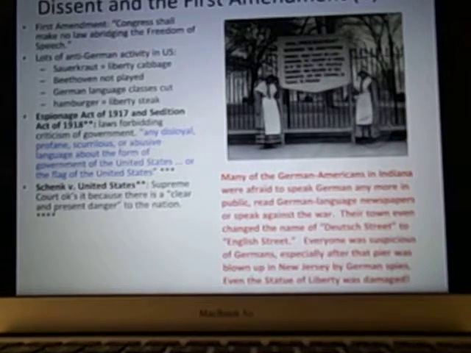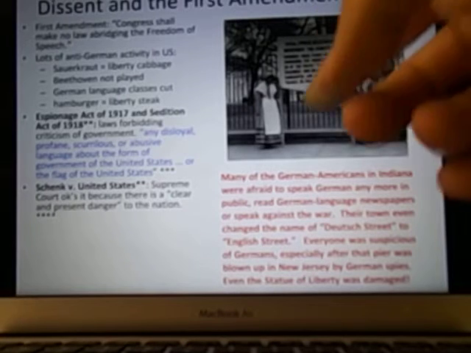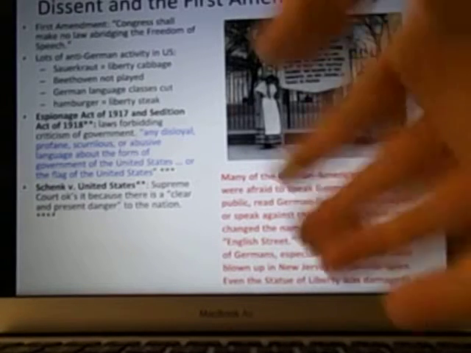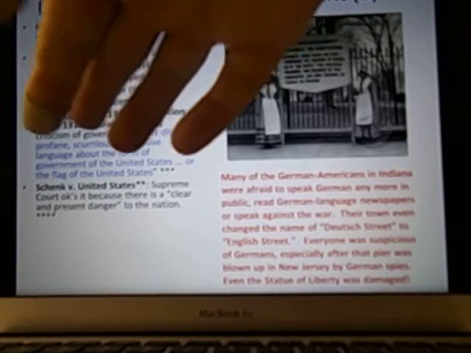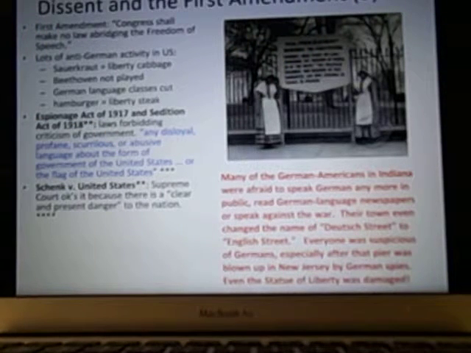Not everyone bought it. People were against it, and they protested against this war and against what was happening, and they were silenced by the Espionage Act and Sedition Act of 1917 and 18. These laws basically made it illegal to do anything disloyal or abusive against the United States government or the flag. And so basically it stopped First Amendment rights.